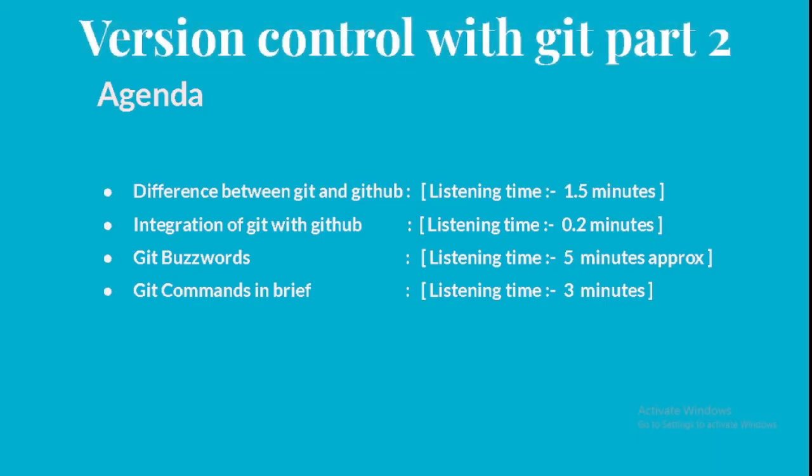This is the agenda. First of all, I'll go through the difference between Git and GitHub. That will take almost 1.5 minutes. Then I'll go to the integration of Git with GitHub. This will take only 20 seconds almost.